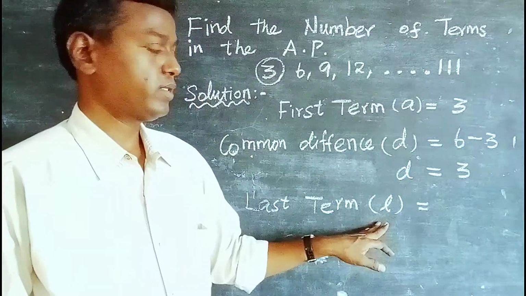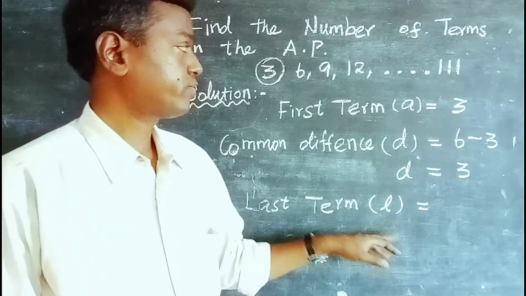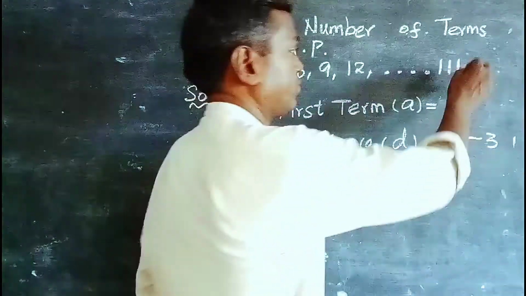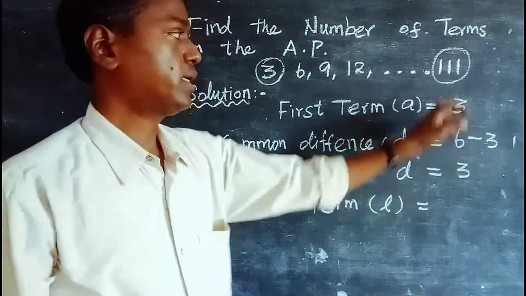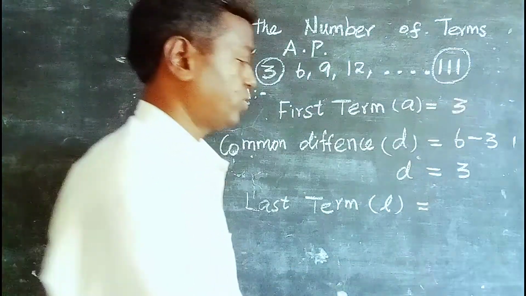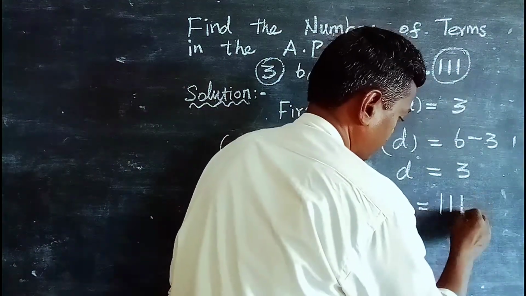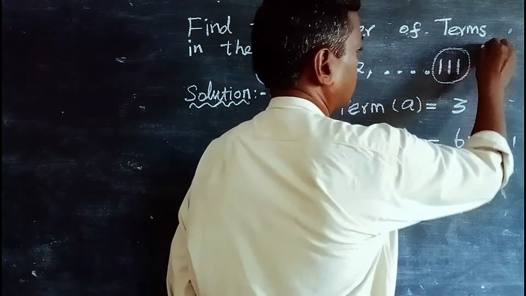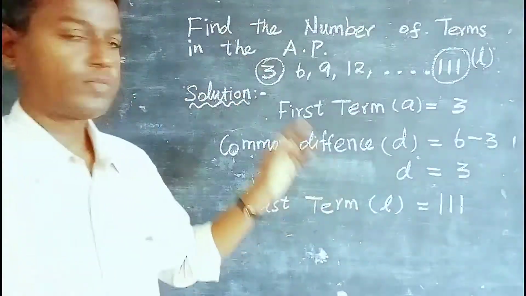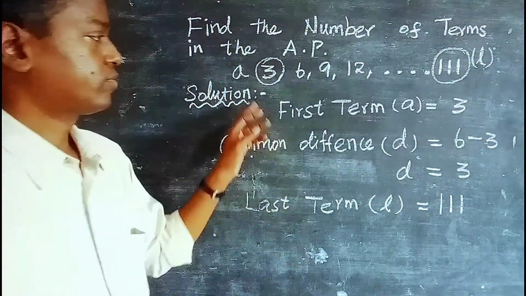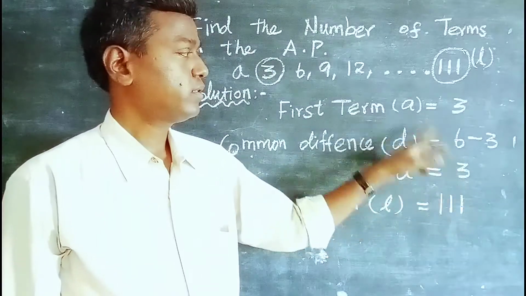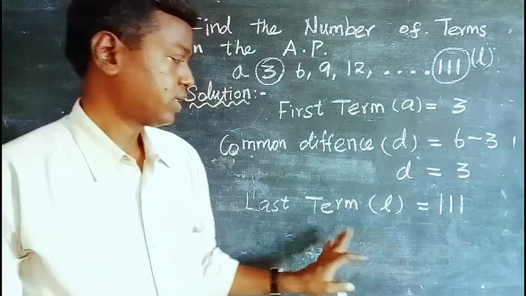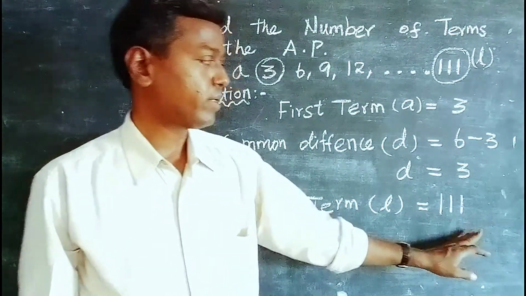Next, the last term of the series is denoted by L. This is the given AP. The last term is 111, so L equals 111. This is the L value, this is the A value. So first term A equals 3, common difference D equals 3, and last term L equals 111.